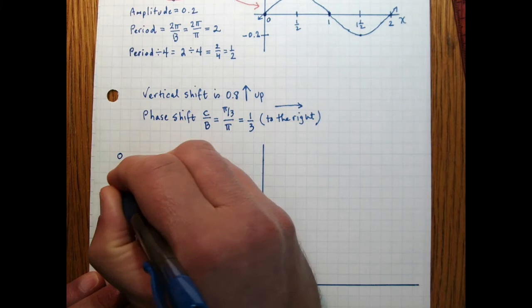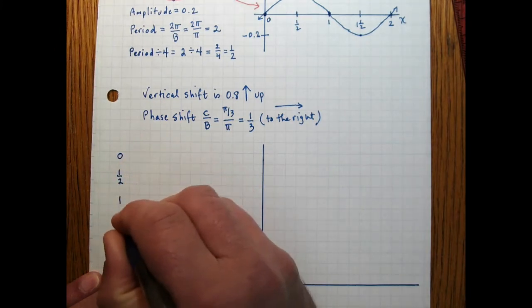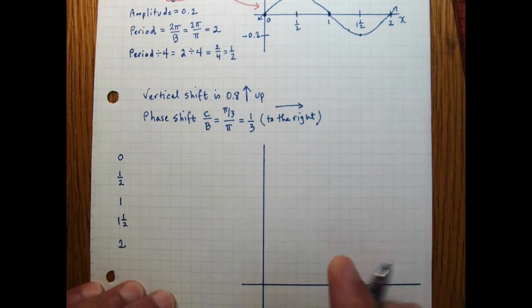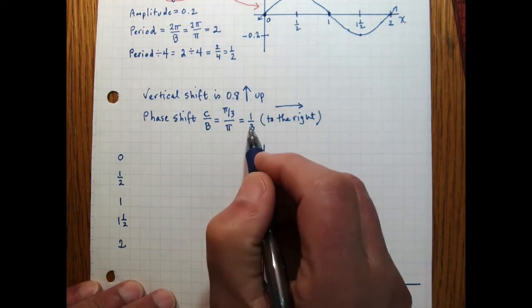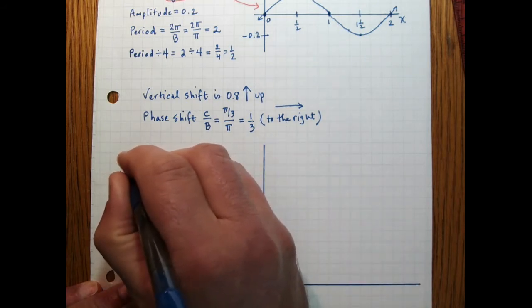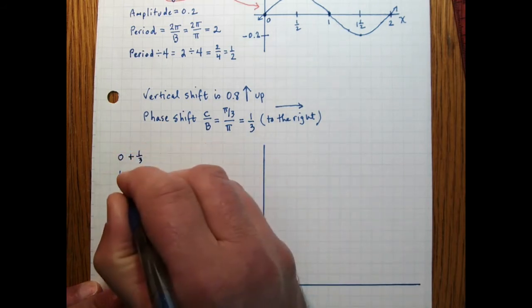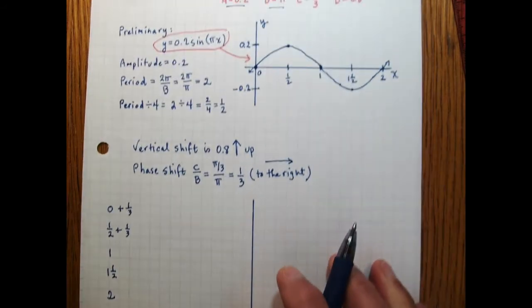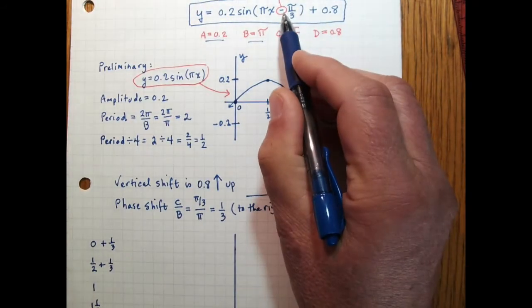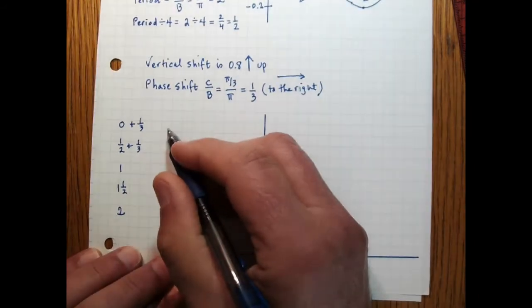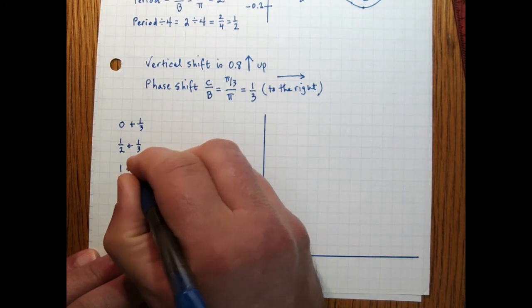0, 1/2, 1, 1.5, and 2. And I'm going to add the phase shift onto them. Now, we want to go to the right, so I have to add 1/3. Make sure this takes you in the right direction. I know there's a minus sign in the formula, but because we have to shift to the right, with our x values, we have to add 1/3 onto each one.